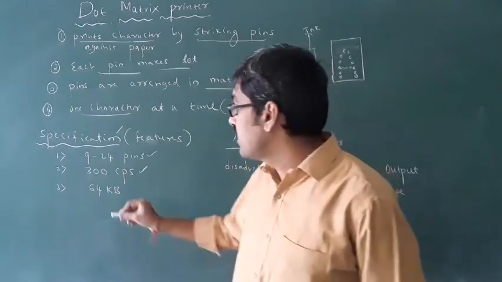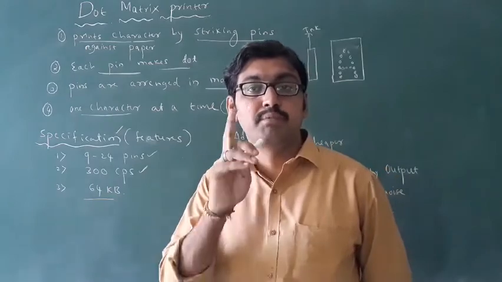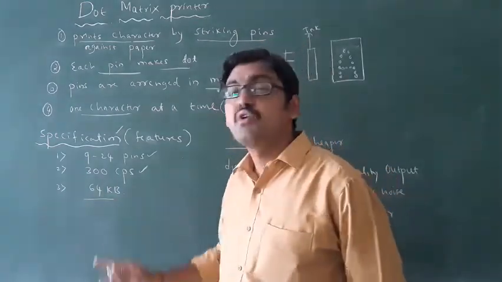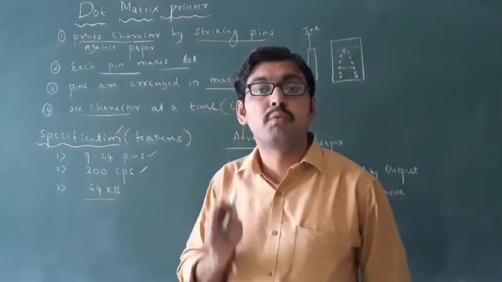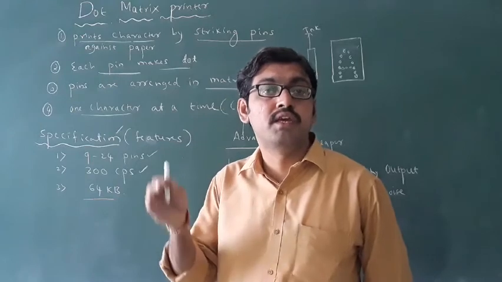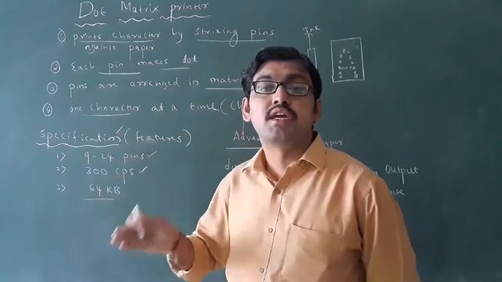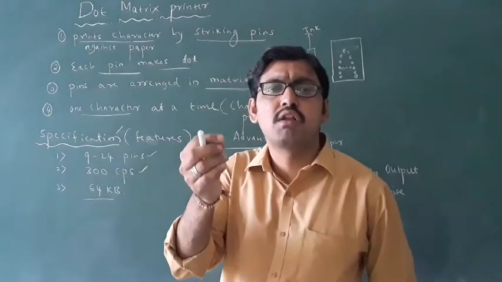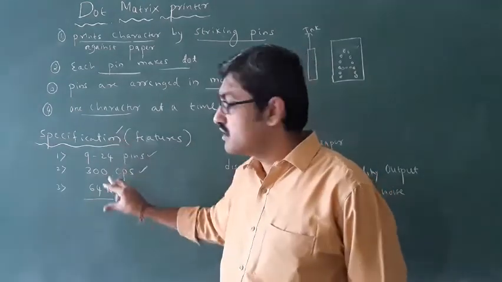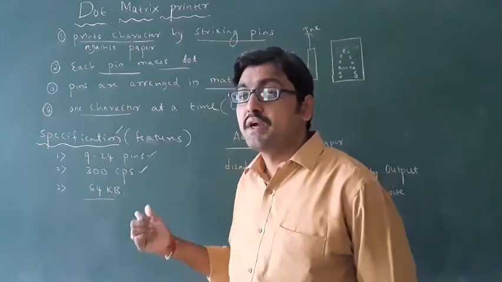And also, it has a temporary memory. Every printer has a temporary memory. How much memory? 64 KB. KB means kilobyte. Later you can discuss KB, MB, GB. It is a very small memory, 64 KB. These are the specifications, the specific features of a dot matrix printer.